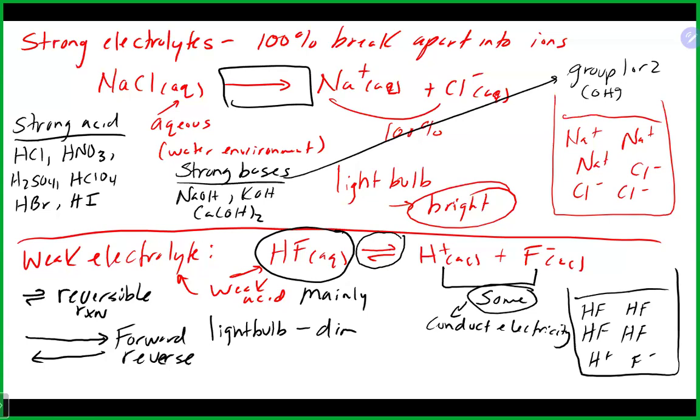So just knowing those 2 things, those are going to be strong electrolytes. If you see something that you know is an acid or a base that's not one of those, then it's probably going to be a weak electrolyte. Any questions on that? Now, the last type of electrolyte is what's known as a non-electrolyte.